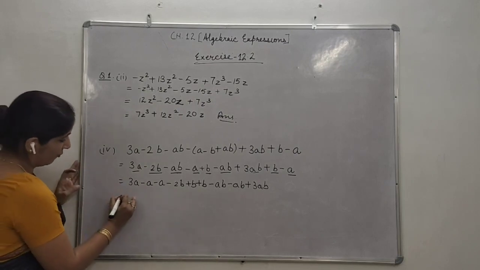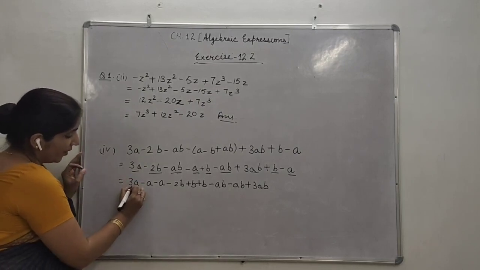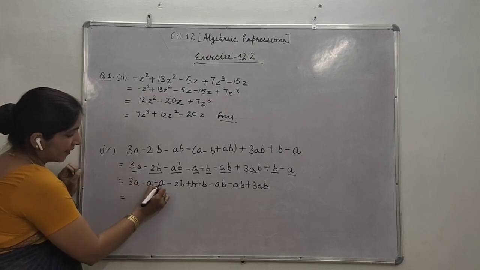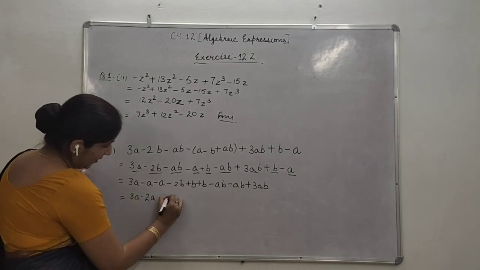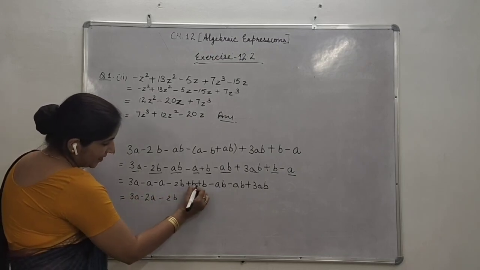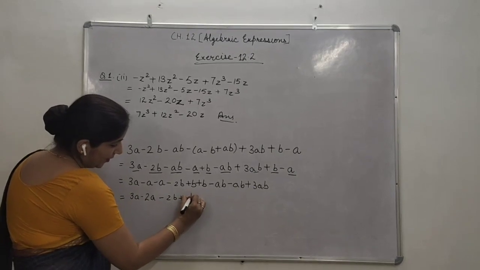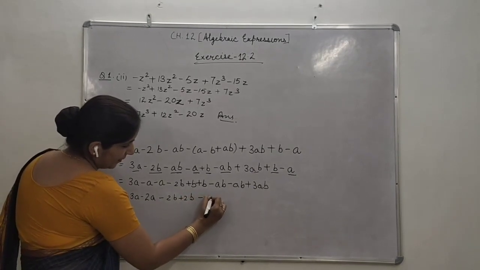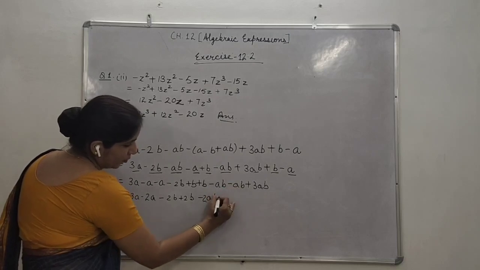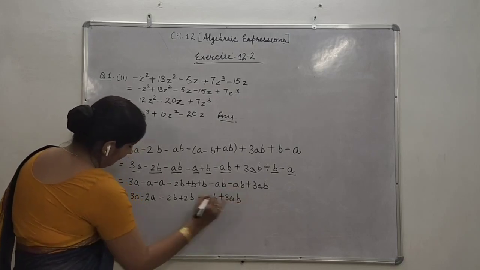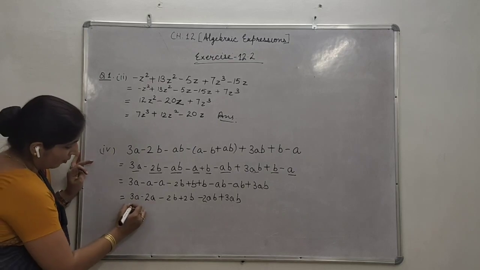Now let us start solving it. Now 3a minus a minus a. You know minus a minus a becomes minus 2a. Even you can write it in this manner first and then solve it. Minus 2b plus b will become plus 2b, minus 2ab, it will become minus ab minus ab will become minus 2ab plus 3ab. Now you can solve further.